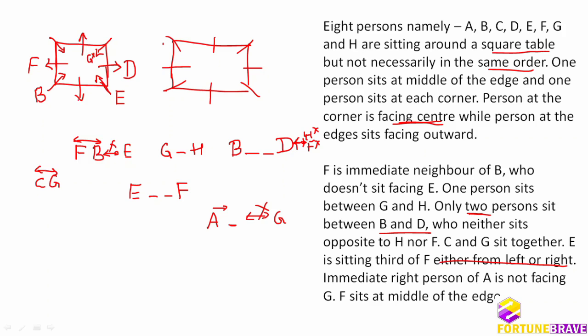Okay. Then who will come here? Then we can see here G and H should come here. Then C will come here. That is what will work. So H will come here. Then G will come here. C will come here. And A will come here. So that is all solved, I think.